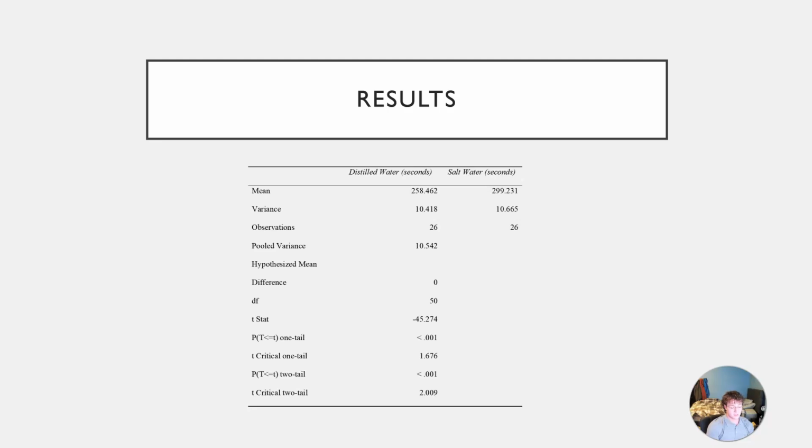From this experiment, these are my results. As you can see, the difference between means, with distilled water being about 260 seconds and salt water being about 300 seconds, shows that salt water takes on average about 40 seconds more than distilled water. Both experiments had a variance of around 10 seconds, which shows that there's a pretty high accuracy and precision to the study. And then the best fit test is a one-tailed t-test, and that generated a p-value of less than 1%, showing that this result is most likely not due to randomness.